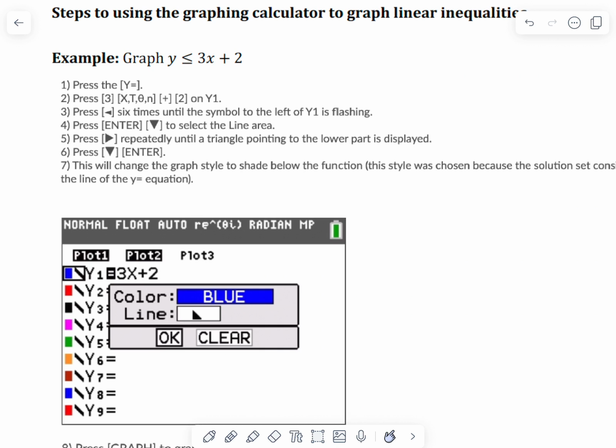After that, press number 5, then press to the right repeatedly until the triangle pointing to the lower part is displayed. You can see that on my screen below here. After that, push the down arrow, enter. This will change the graph from a line to a shaded region below the function. So this is what the viewing screen will look like. Here's your equation typed in, and you're choosing the line where you're shading below.